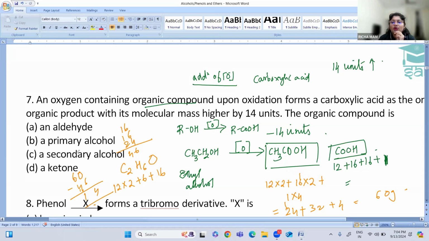So which is the compound? It is a primary alcohol, option B. Whenever an organic compound has oxygen and on oxidation gives a carboxylic acid, it is a primary alcohol. We took the simplest alcohol, ethyl alcohol, which forms acetic acid. We calculated the molecular masses and the difference is 14. So it is ethyl alcohol. Lubna has answered B.